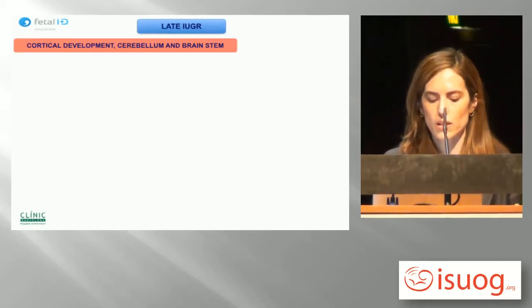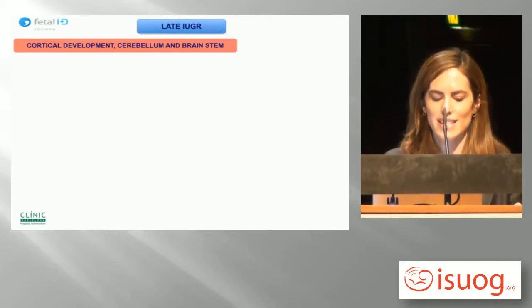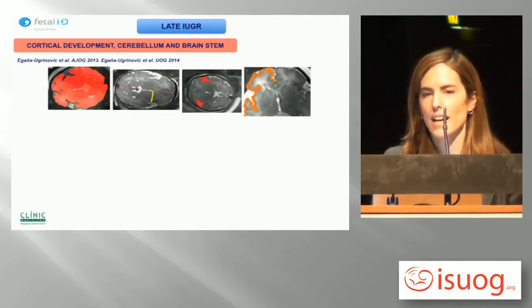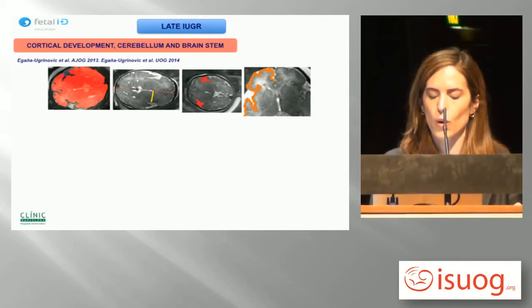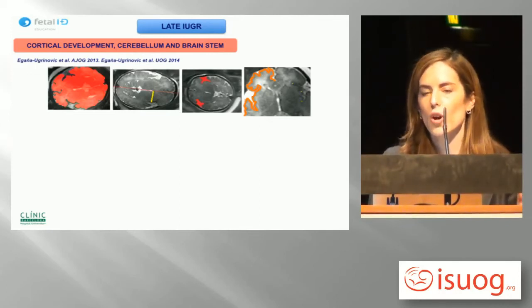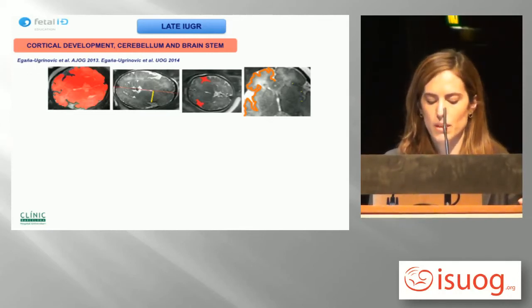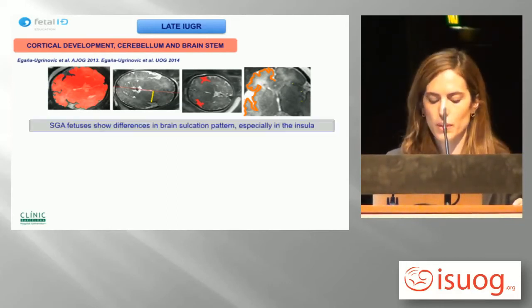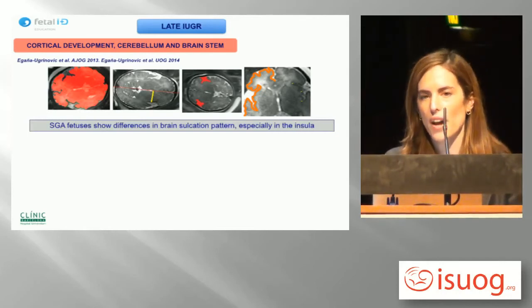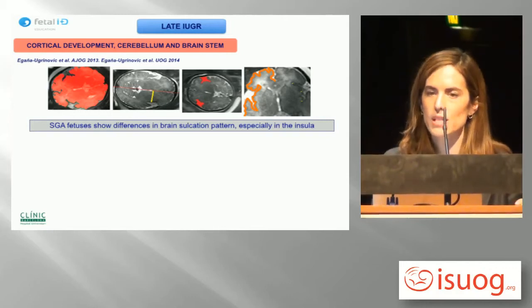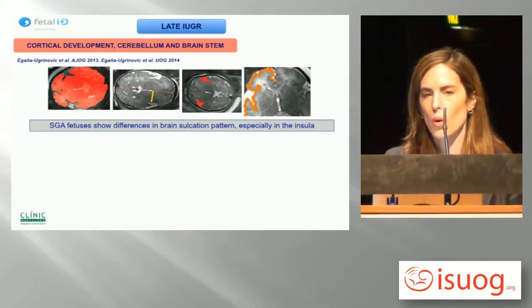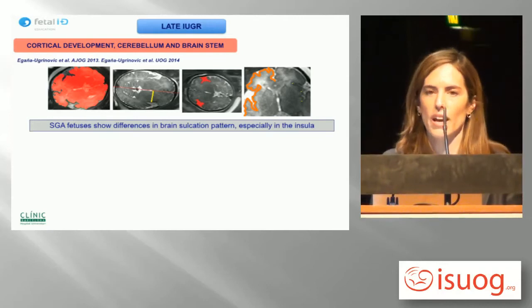From the information that we can obtain from anatomical sequences, we can assess the degree of cortical development. We have performed studies using volumetry and also cortical development in these babies. We have found that SGA babies present differences in the pattern of cortical development when compared to AGA babies, especially differences that were more prominent in the insular area.